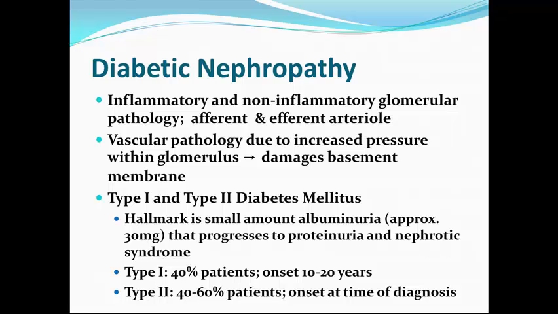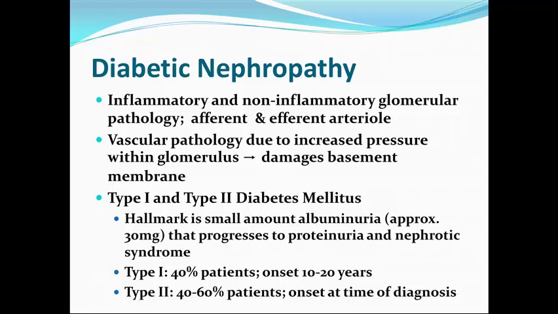The hallmark sign of diabetic nephropathy in both type 1 and type 2 begins as a small amount of albumin, usually about 30 milligrams. This then begins to progress to proteinuria and the nephrotic syndrome. Remember that albumin to creatinine ratio would be greater than 30. We know that the glomerular damage, this proteinuria, is increased with an A1C greater than 7% and further complicated if there is hypertension.